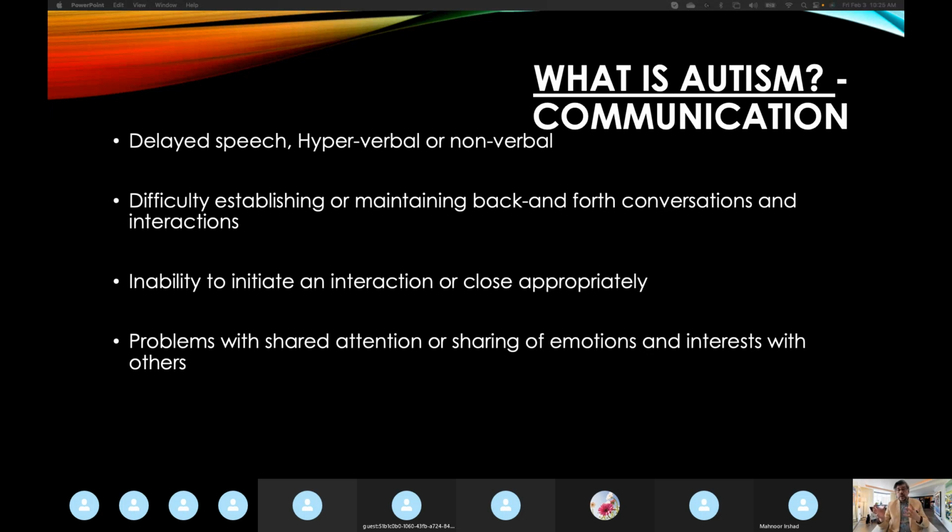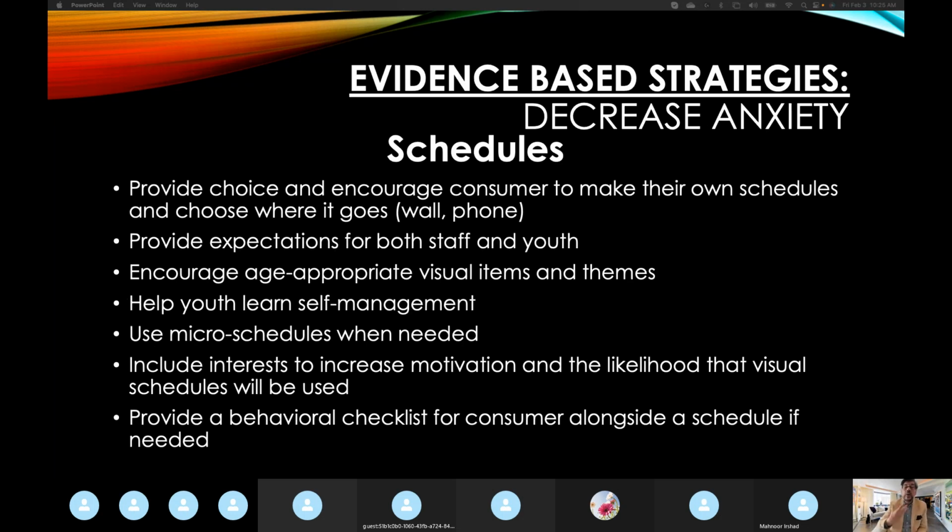So entering into a new situation, leaving the situation, say Assalamu alaikum, they won't be able to say that. Say Allah Hafiz, they won't be able to say that. So those things are missing as well. Problems with shared attention or sharing of emotion and interest with others. They won't be able to communicate how they are feeling. And this is the biggest problem.